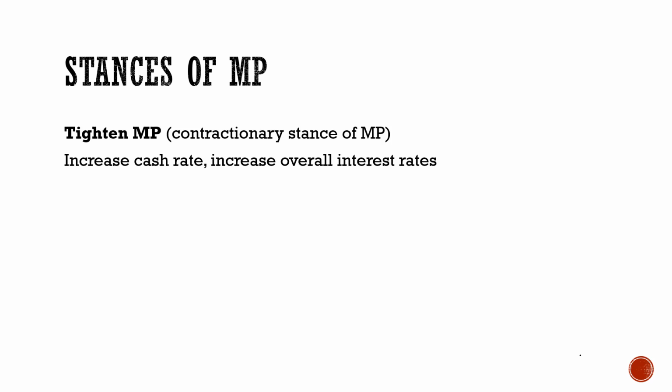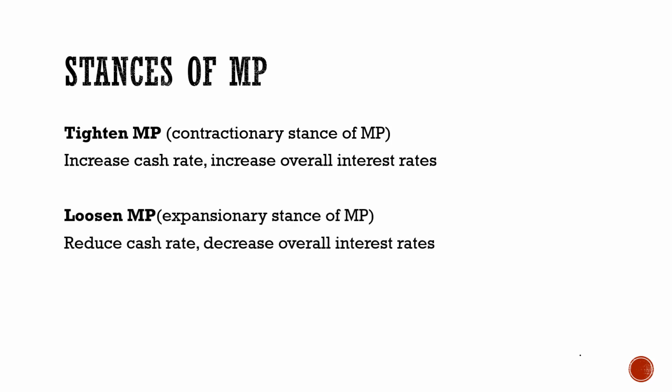In terms of monetary policy, let's make this simple. There are 3 stances. There can be a stance of tightening monetary policy or contractionary stance of monetary policy. This is where the RBA is increasing the cash rate, aiming to increase overall interest rates. So that is when the RBA tightens monetary policy or has a contractionary stance.